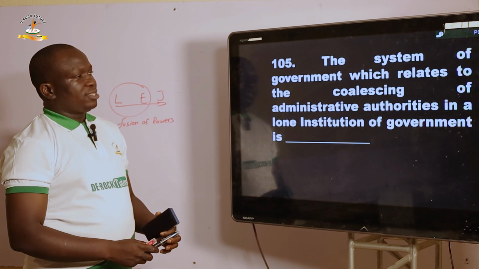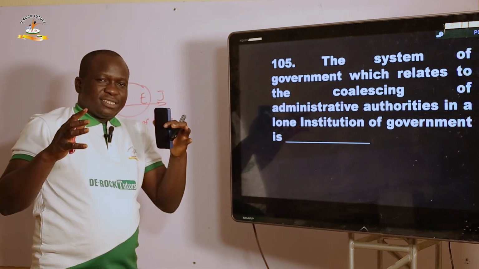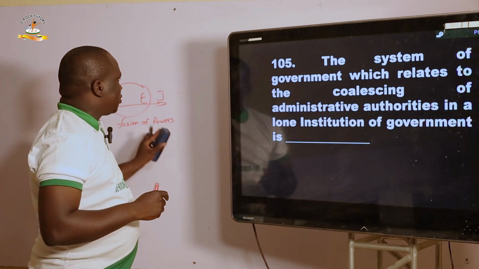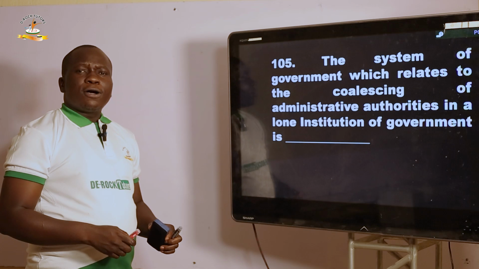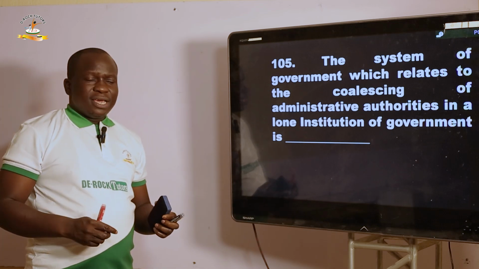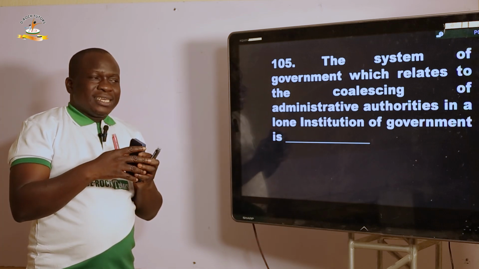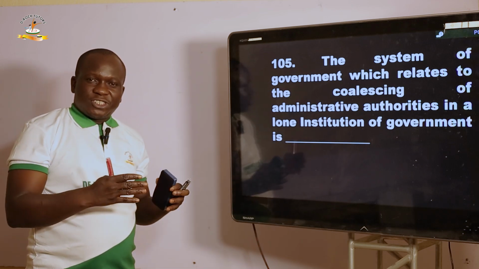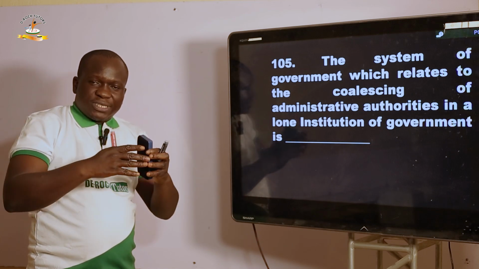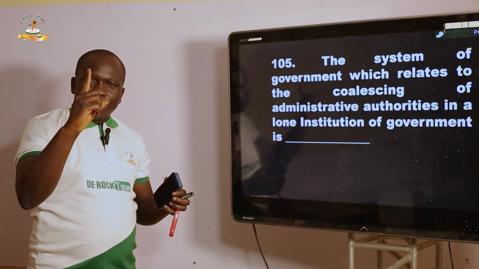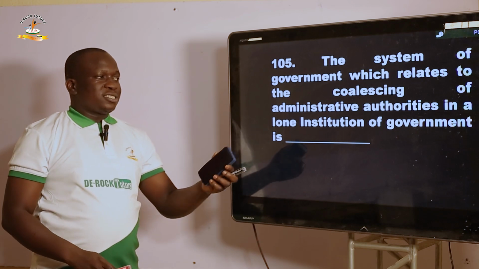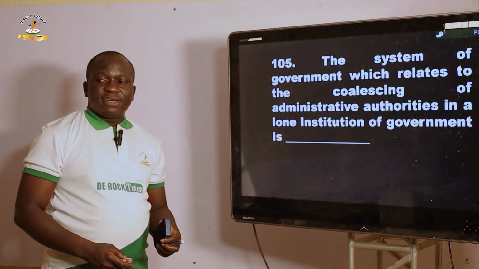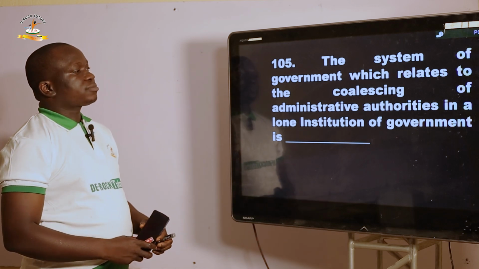The system of government which relates to the coalescing, that is the fusing of administrative authorities in a single or lone institution of government: when all governmental powers and authorities are coalesced or placed in the hands of a single institution of government, that is unitary system of government. The concentration, the coalescing, the joining, the fusing of governmental powers in a lone or single institution of government, that is unitary system of government, otherwise called Unitarianism.